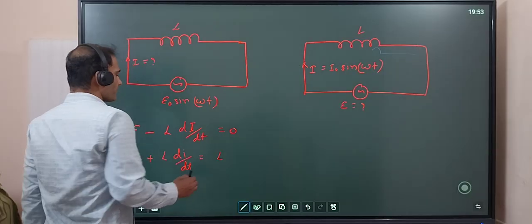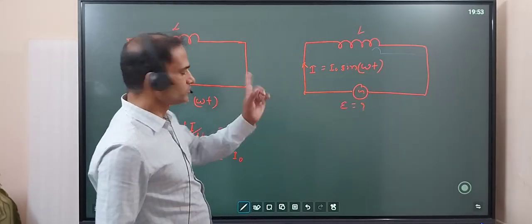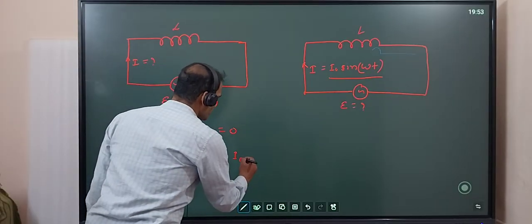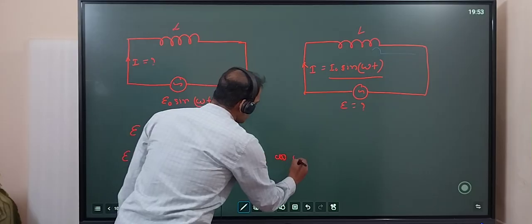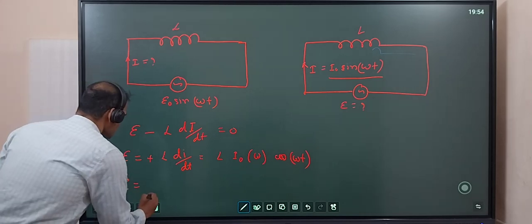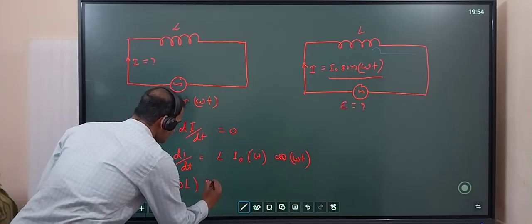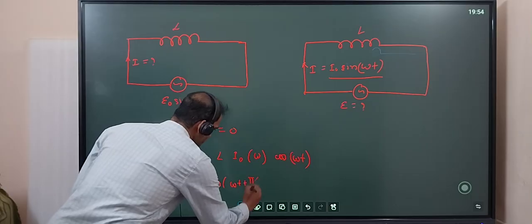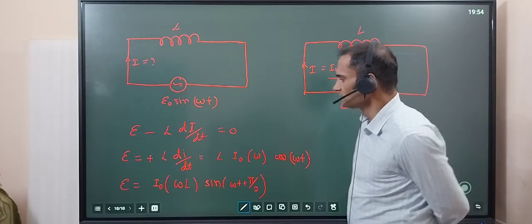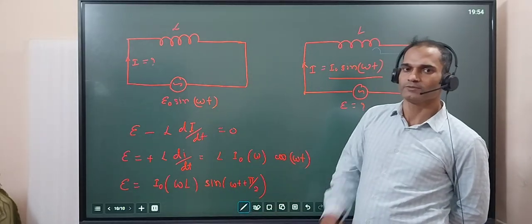In L di by dt, we are trying to differentiate I naught sine omega t. This time we are using differentiation. So the differentiation of this will give you I naught omega cos omega t. We can also write E is equal to I naught omega L cos omega t. I will write it as sin omega t plus pi by 2. Now let us see what happened. This time current was known, and we found the applied EMF.